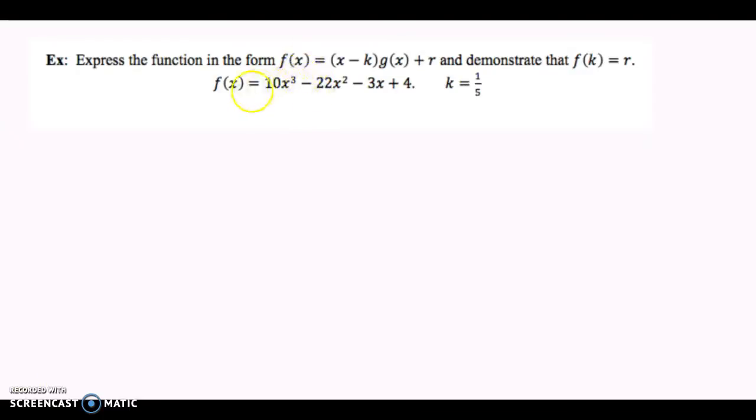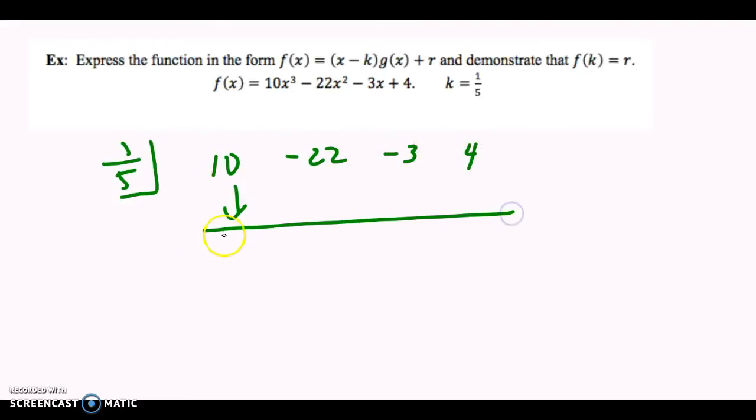So keep in mind that if I have some k, and I'm trying to plug that into the function, then I can actually use synthetic division here. So I'm going to do 1/5 as synthetic division. I'm going to do 10, a negative 22, a negative 3, and a 4. I don't need a placeholder. And let's see what we end up getting.